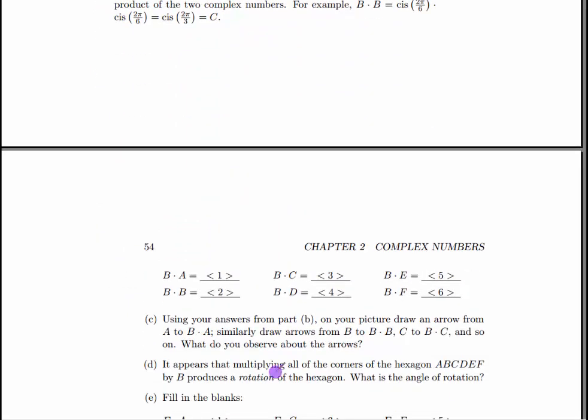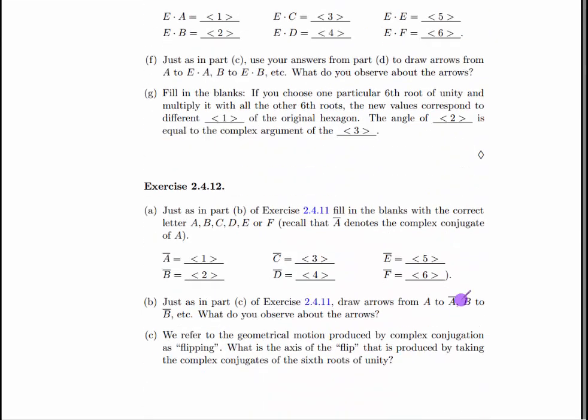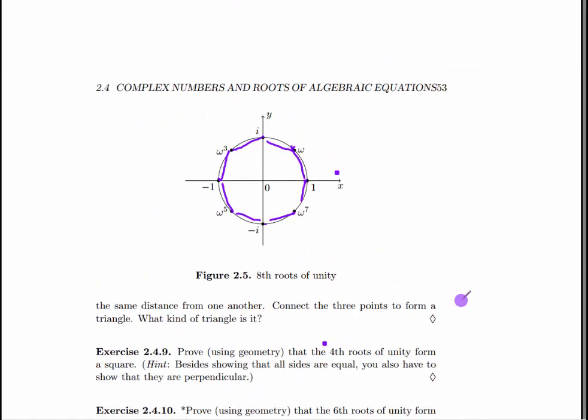And here we talk about multiplication, and we're going to see what multiplication does to this hexagon that we've created with the roots of unity. We can also see what complex conjugation does to these roots of unity. Let's just think about that question for a second. If I do complex conjugation, what does that do to this hexagon, sorry, it's an octagon? Okay, what does that do to this octagon?